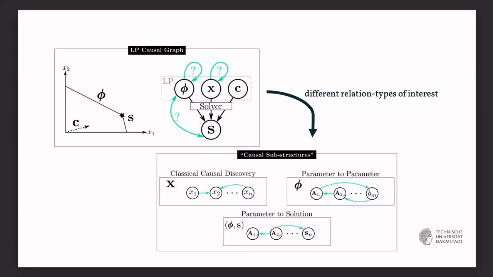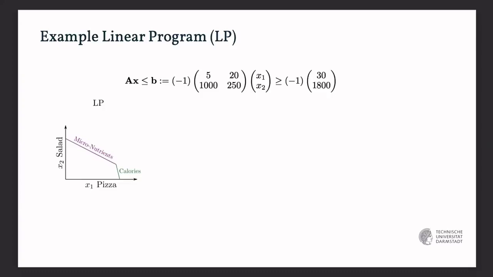So here I have a simple example linear program. We again have two variables. One is denoting the pizza consumption, the other one is denoting the salad consumption. And the constraints also have meaning, right? And that was the motivation for looking at this in the first place.